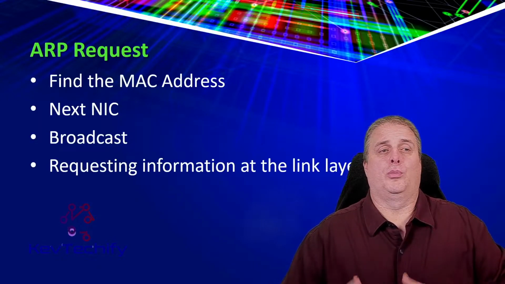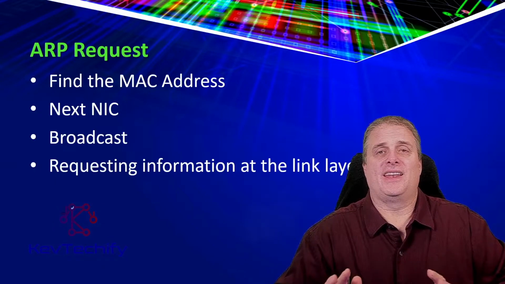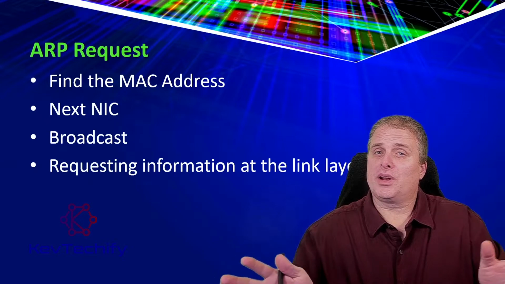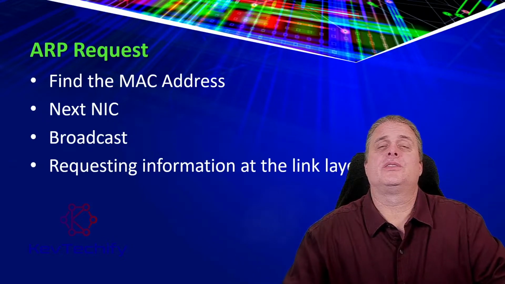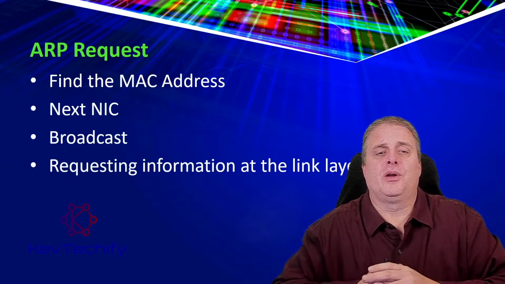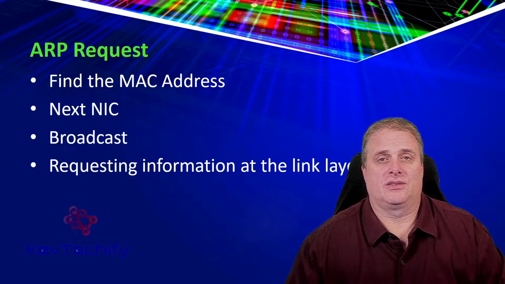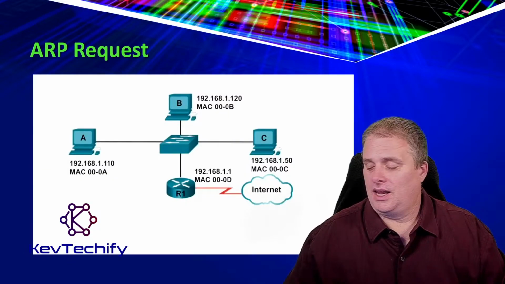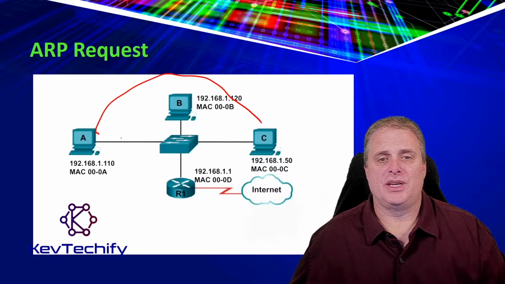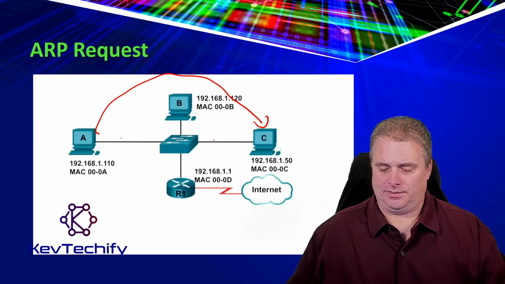We're going to go through an ARP request. We're going to look at how we go about finding a MAC address for that next network interface. It's a broadcast to everybody on our network. Hopefully one of those devices will respond with the correct MAC address. We are requesting information here at the link layer address. In this example, PCA is going to send an ARP request to PCC to get its MAC address, so that way we can send some data.